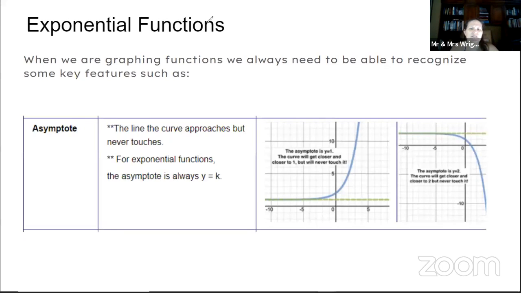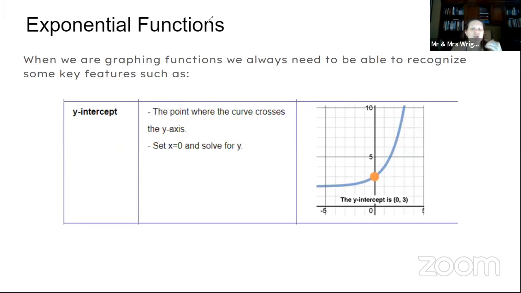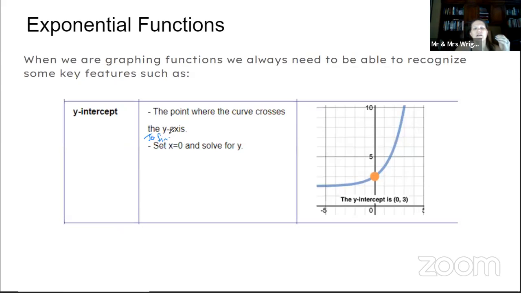All right, so our next one is the y-intercept. This is where the graph crosses the y-axis. Now, the way they wrote it here, set x equals 0 and solve for y. You're like, what does that even mean? Well, to find the y value of the y-intercept, you set x equal to 0, meaning you're going to substitute 0 in for x and then solve for y.